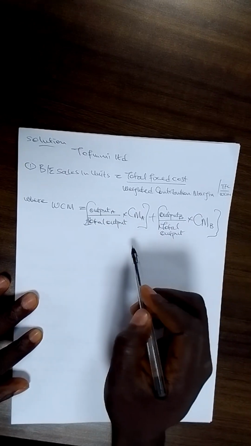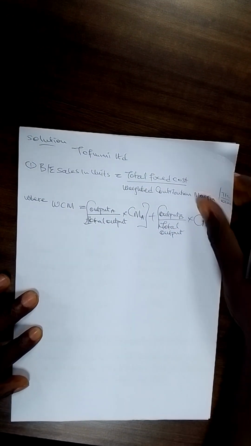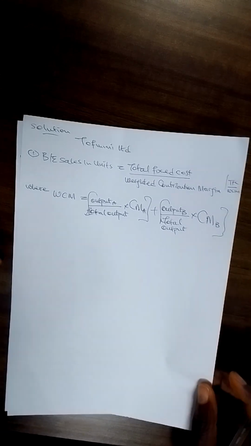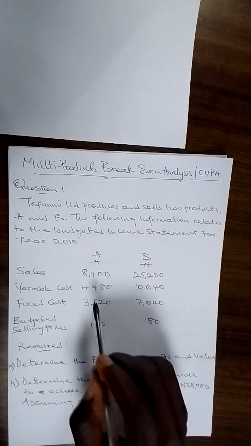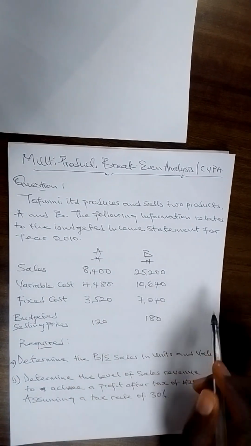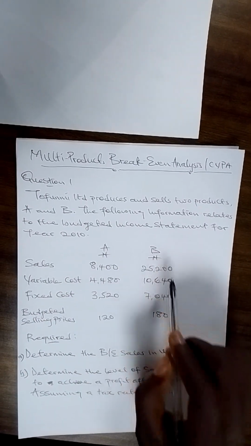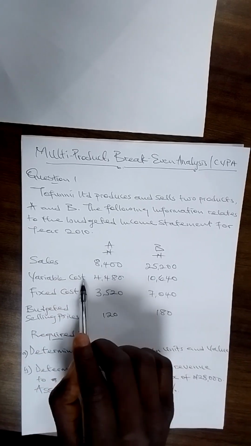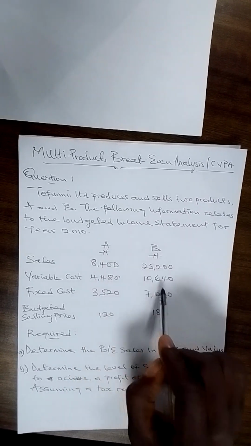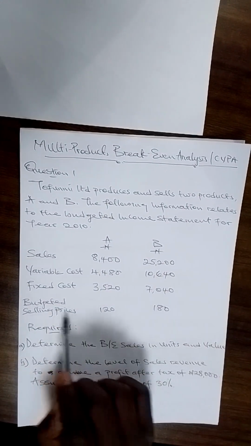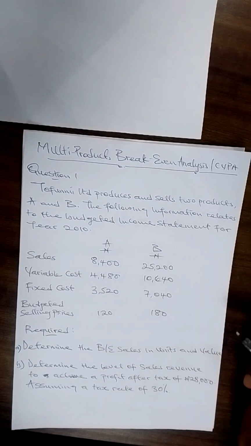The output of A. What is the output of A? What is the output of B? In the question, are we given the output? Let's look at the question. In the question, we are not given output. We are only given the sales value of A and the sales value of B. Then also the variable costs in total have been given for A and for B. So we do not have output. So what we need to do here is to determine the output.